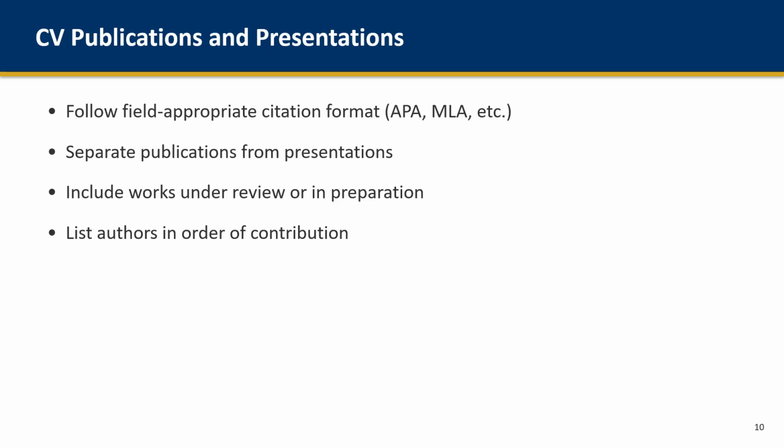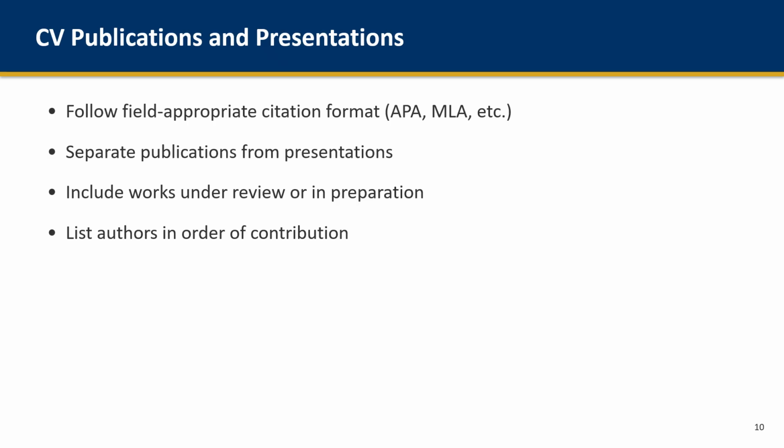Separate publications from presentations. These are different types of scholarly output. Publications include peer-reviewed journal articles, book chapters, reports, and similar written work. Presentations include conference papers, posters, invited talks, and panel discussions. You can include works under review, in press, or in preparation. Label these clearly: under review at Journal of Public Health, or in preparation, or manuscript under review. This shows ongoing scholarly activity even if the work isn't yet published.